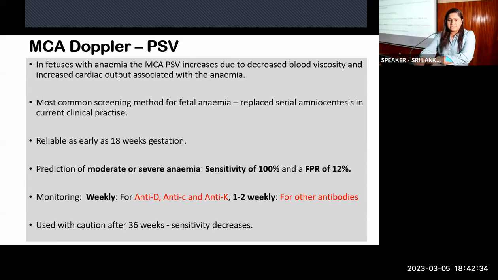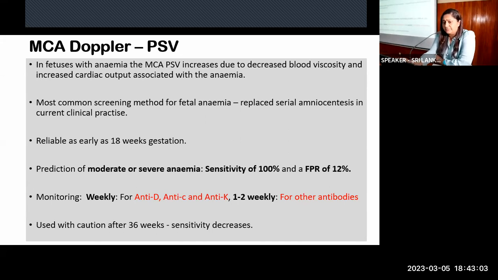Now, a little bit about MCA-PSV. In fetuses with anemia, the MCA peak systolic velocity increases. And why does this happen? Due to decreased blood viscosity and increased cardiac output associated with anemia. It is the most common screening method for fetal anemia, and it has replaced serial amniocentesis in our current clinical practice. It is reliable as early as 18 weeks of gestation.